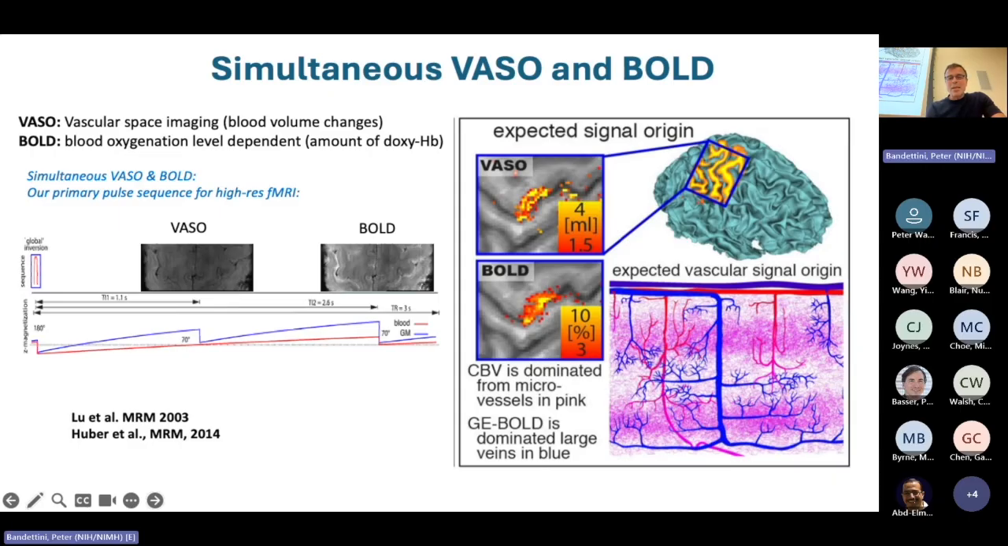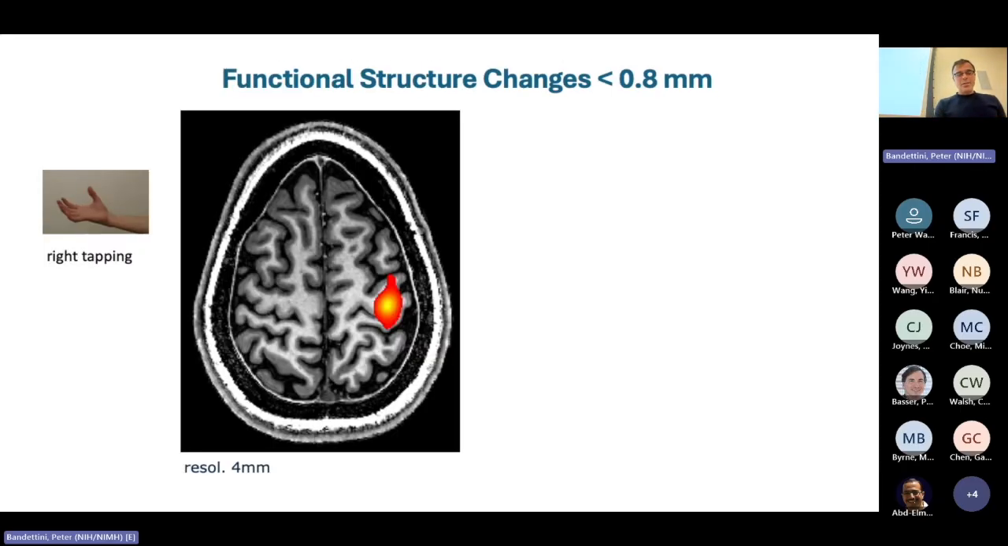And this is not something that we still don't fully understand why, but with blood volume changes, it's much more localized to small vessels really close to the area of activation. So there's more localization, just like with perfusion imaging, than with BOLD. And here's an example of going to higher and higher resolution.